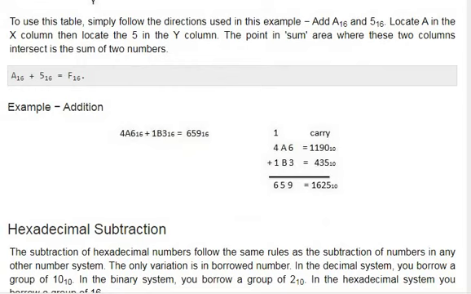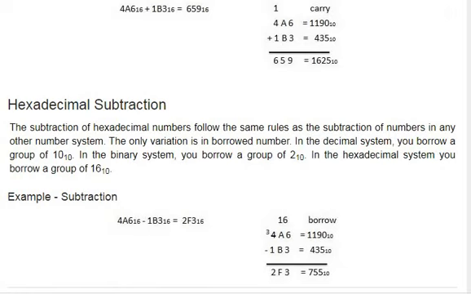So look at this. 6 plus 3 is 9. A plus B, A is 10 and B is 11, it is 21. 21 divided by 16 is 15. So 1 is carry. You just follow the notation. Similarly, subtraction, and the borrow is 16 here.